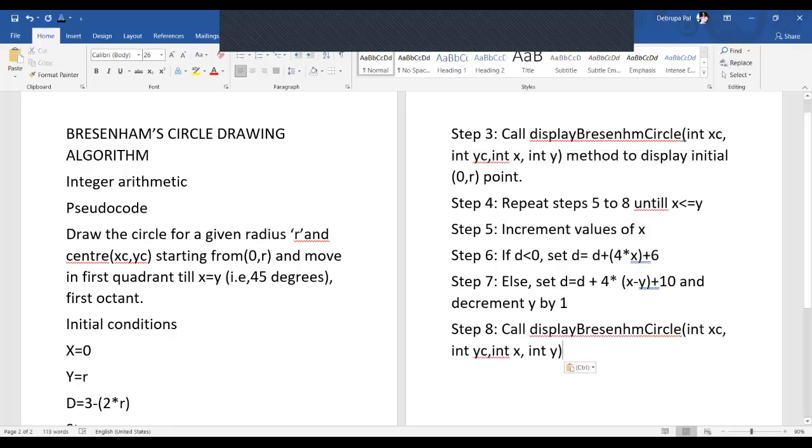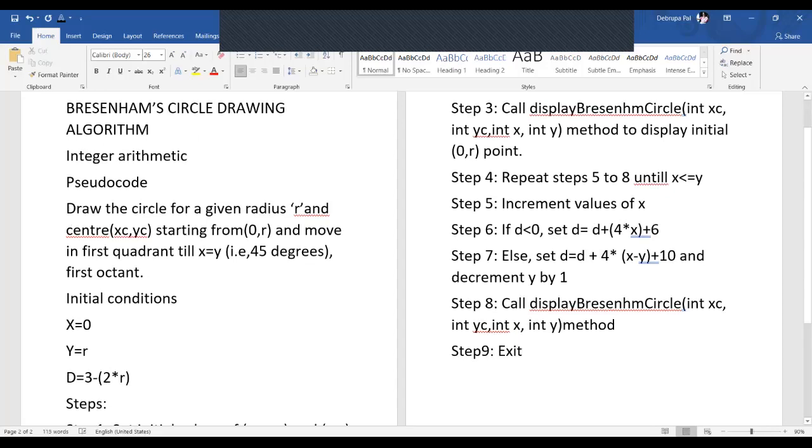So we will write here call display Bresenham circle integer xc, integer yc, integer x and integer y method. Okay. Now what is step 9? Step 9 is exit. Okay. So this is all about the algorithm.